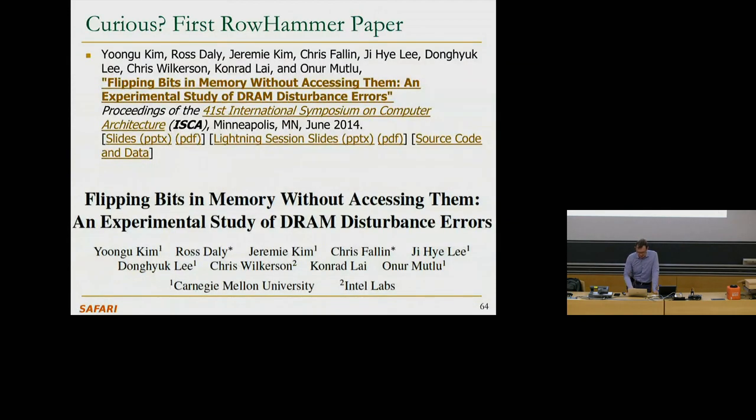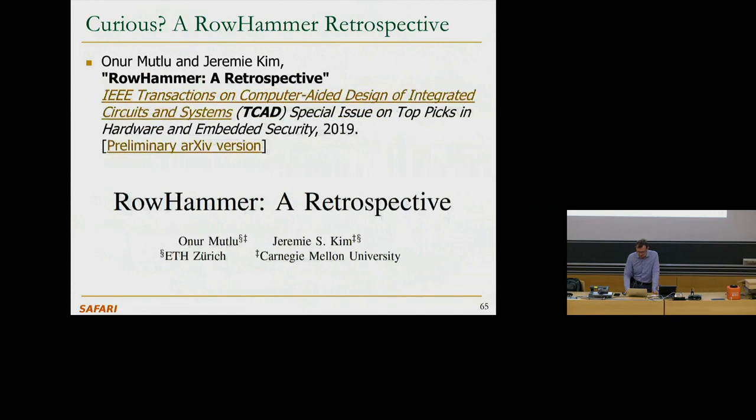Okay, so if you're curious, this is our first work that talked about this, and I'd like to point out a couple of things over here. These three students, Ross, Jeremy, and Jihe, were actually undergraduate students who did research with us to work on this and discover this. And if you're really, really curious, this is actually the most up-to-date work on Rowhammer that talks about what has happened since. In the last 5 years, where are we? In terms of both attacks and solutions and many, many other things. So if you're interested, you can take a look at that.